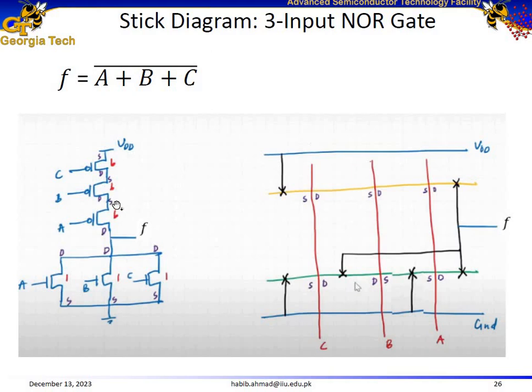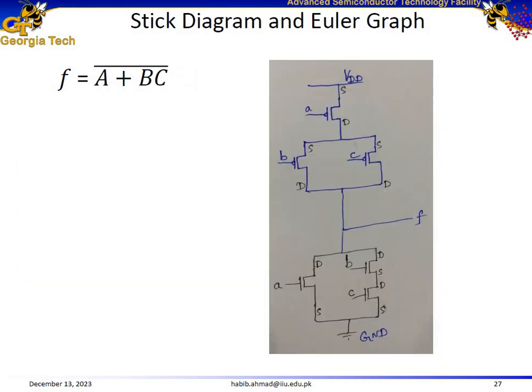And then the source of B is connected to the drain of C. The source of B is connected to the drain of C. Label this side as the drain of C because we need to connect the source of B with the drain of C. And the source of C is connected to the supply voltage. So now we have formed the entire stick diagram for this logic function.